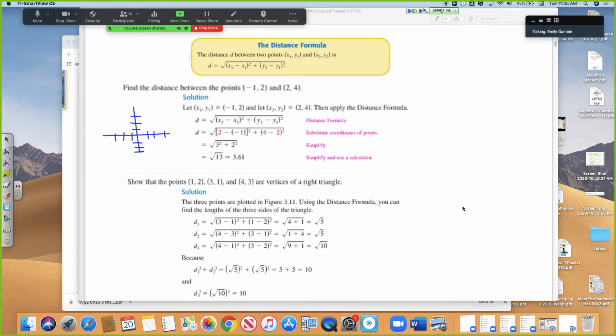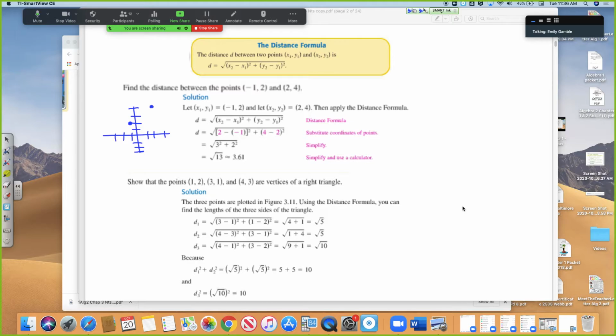-1, 2 would be over 1, up 2. Now obviously this is not going to be accurate. This is not like an accurate graph because not everything is equal. This is a sketch, so I can get an idea of what this looks like. And then when I try and plot 2, 4, I realize I didn't make it big enough, so I need one more line here. So 2, 4 would be about here. Now I can see the 2 points I'm trying to find the distance of. These points are not straight across from each other horizontally or vertically, so they're on a slant. I have to use the distance formula.